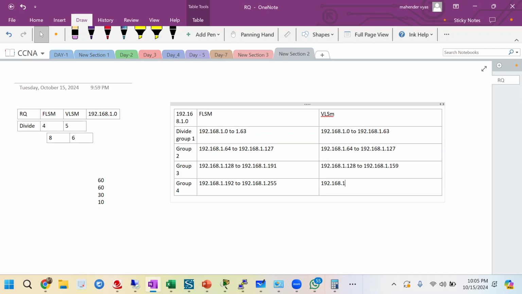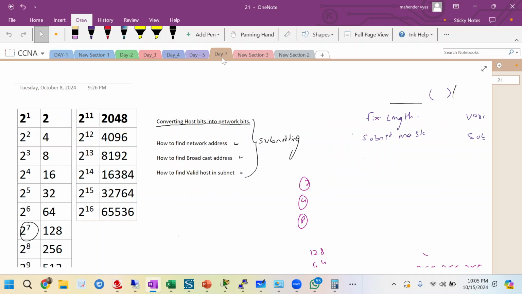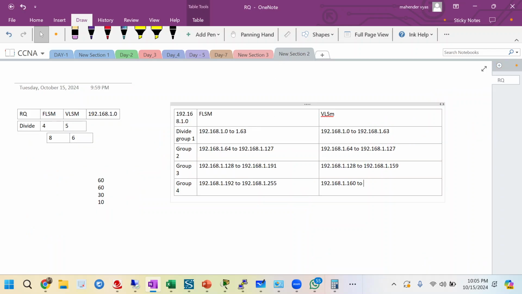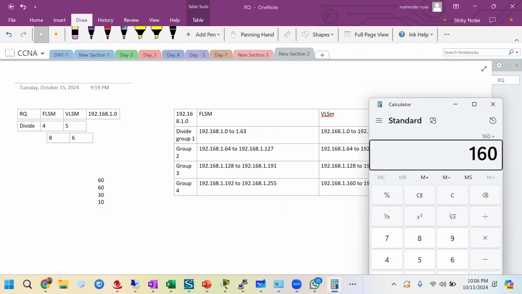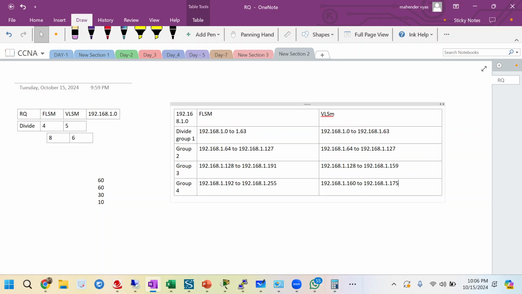192.168.1.160 would be our first address. Our requirement is only 10, but we are getting 16 because we cannot get exactly 10, right? For a requirement of 10 we will get 16 addresses. So 160 plus 16: 192.168.1.175 would be our broadcast address. 176 would be the next address, correct?